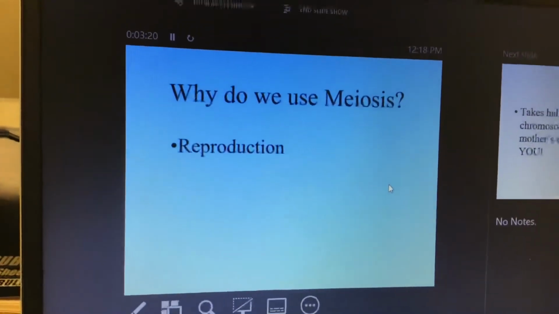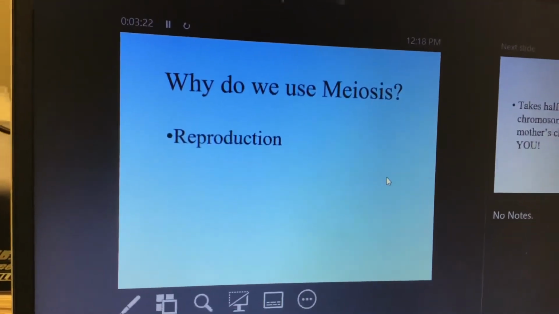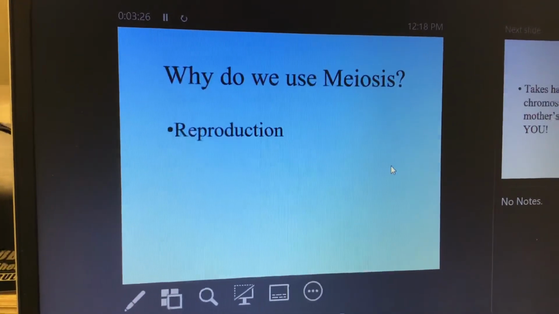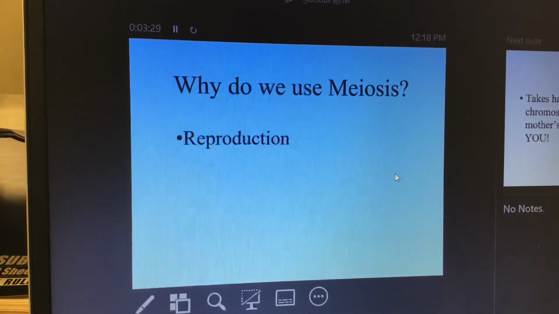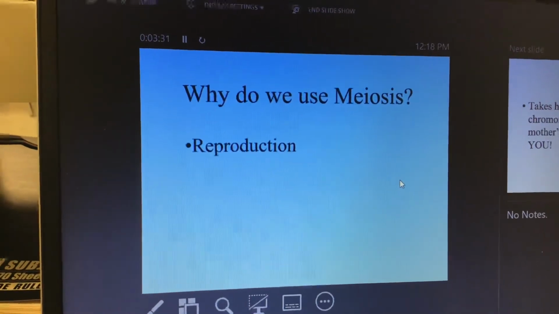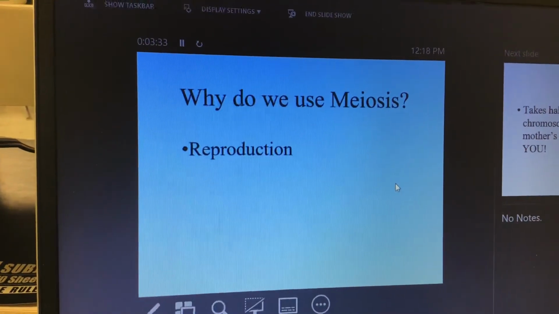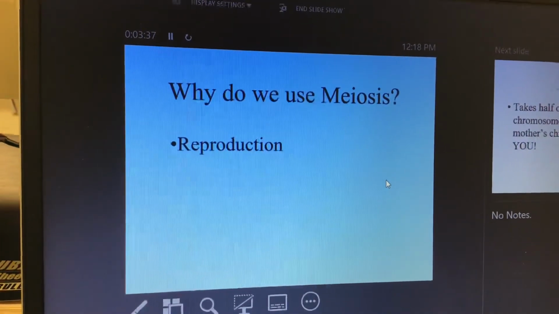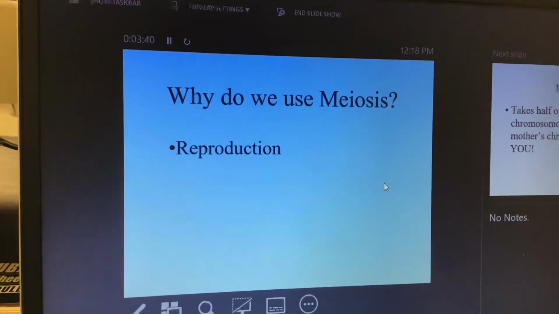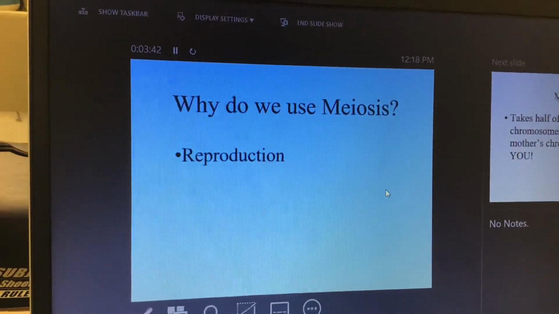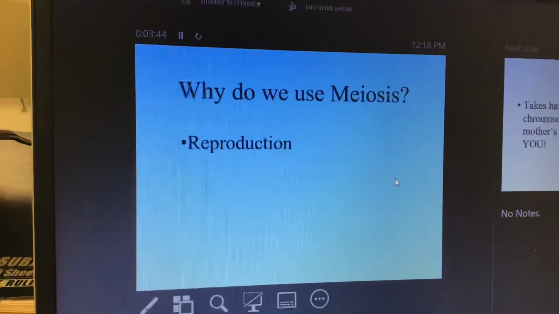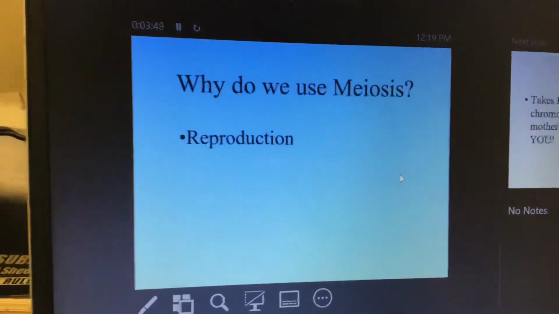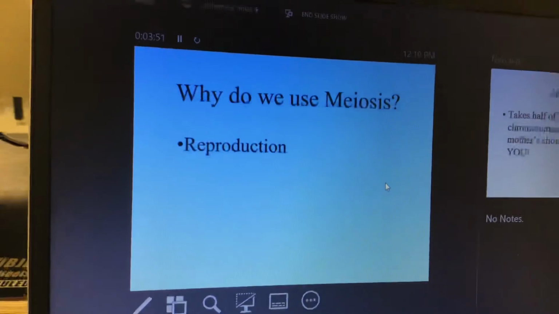Go ahead and write this down. Why do we use meiosis for reproduction, to make sperm and eggs? So mitosis, when we wrote this down the other day, is used for healing. If you cut your hand, you have to heal it, or replacing dead cells, or to grow. Well, meiosis is only used for reproduction, only.